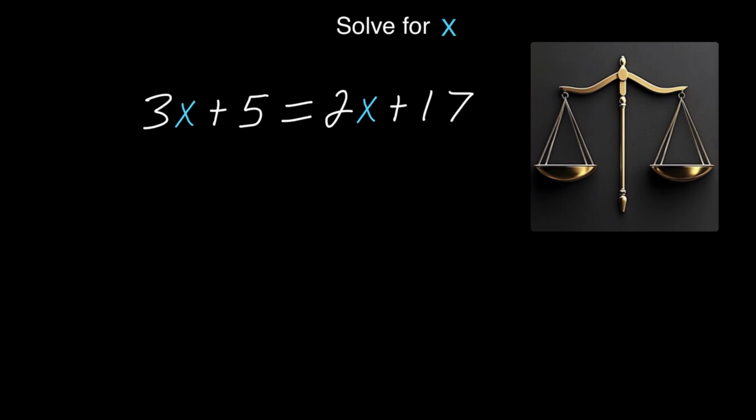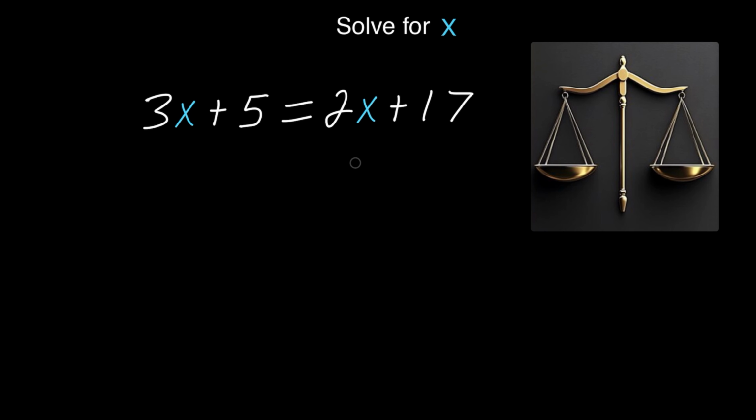We are told to solve for x. So here we have a linear equation. And there are three main things that we need to know when we're trying to solve a linear equation. First of all, the equation is like a balance. We have a right-hand side and a left-hand side. So take a look at this right-hand side and left-hand side.